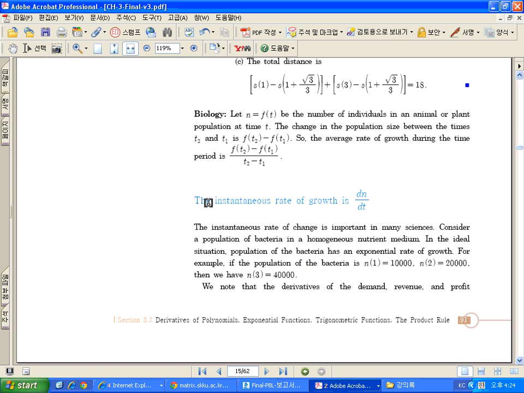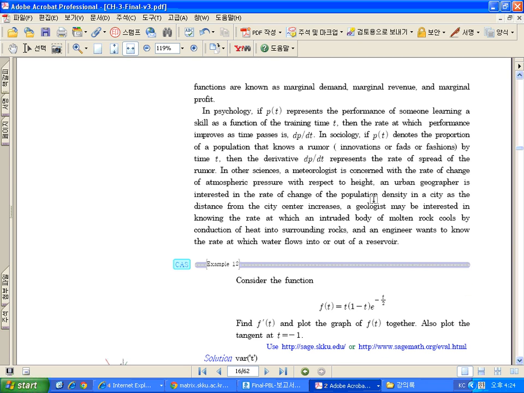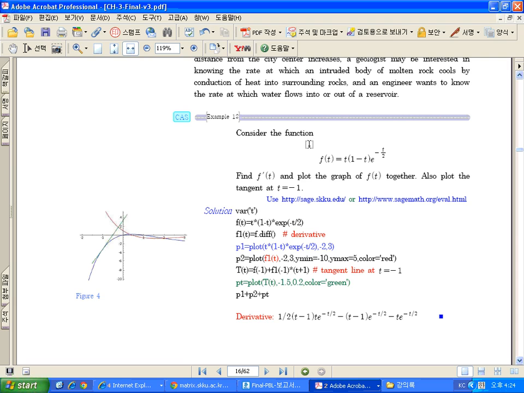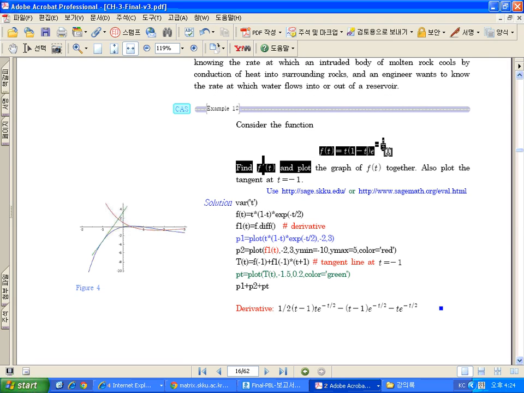And the next new terminology for you is the instantaneous rate of growth. This is also derivatives. The examples are made in here. For example, consider the function like this. This is a composite function. Then find the f prime of t and plot the graph of f of t together. Then you will see the blue ones are the original equations, and the red ones are, because here, tangent. The plot P1, the P1 is the original equation, t times 1 minus t times e to the minus t over t, from minus 2 to 3. Here. So blue is here.